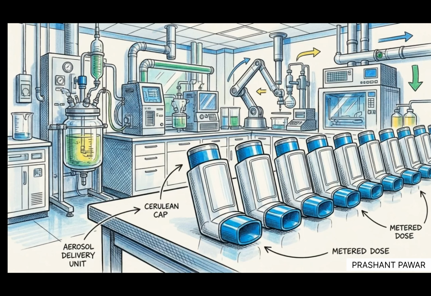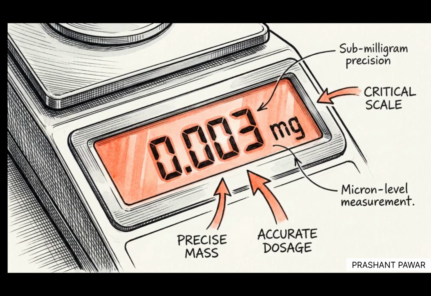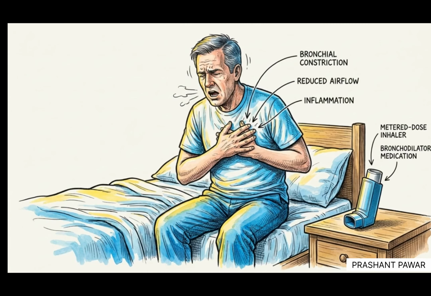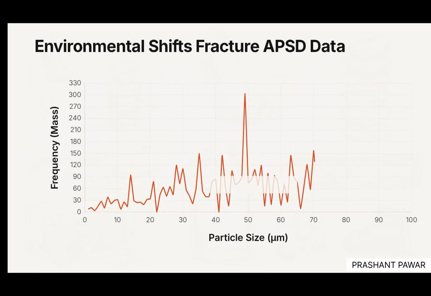When pharmaceutical companies develop orally inhaled products, measuring the exact dose delivered by the device is the only way to guarantee patient safety. If the quantity of medicine varies by even a few micrograms, the device could fail to treat the patient entirely. This line graph shows the aerodynamic particle size distribution, which tracks the physical size of the medicine particles. We expect a smooth, predictable curve.